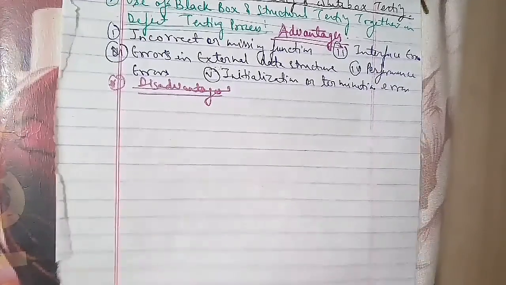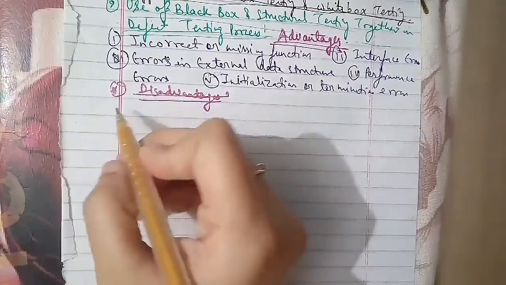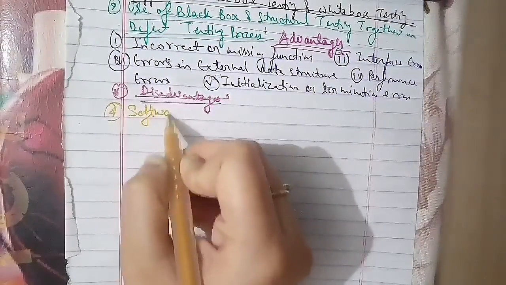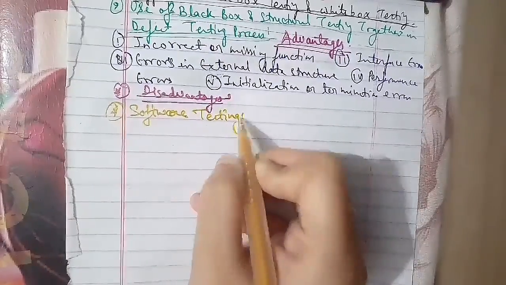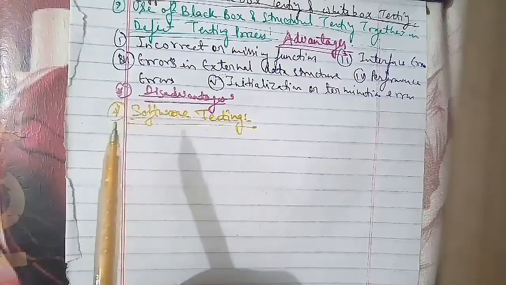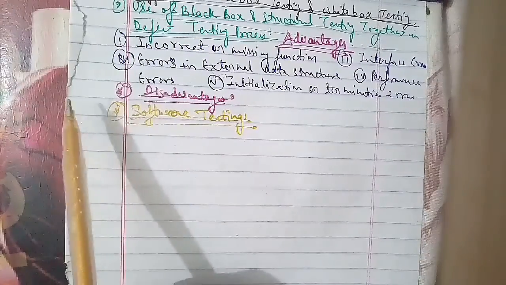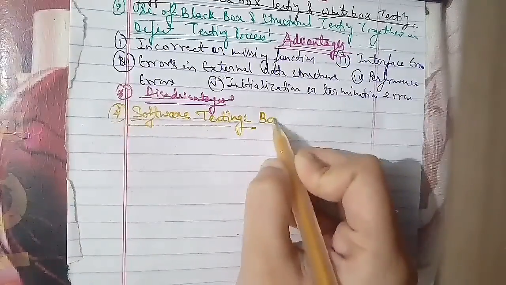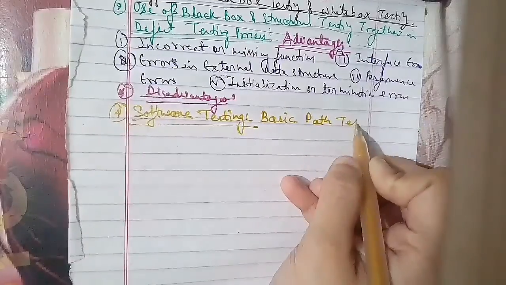Step 1: design the flow graph for the program or a component. Step 2: calculate the cyclomatic complexity. Step 3: select a basic set of paths. Step 4: generate test cases for these paths. Now we'll discuss each step one by one in detail. The first step, as I told you, is to design the flow graph for the program or the component.